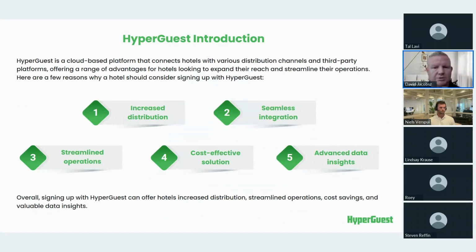So you just map your rates, you connect to HyperGuest, and HyperGuest takes care of the rest. We've got already a seamless integration with RoomRaccoon, for instance. Then streamline your operations. You want to simplify things. That is what HyperGuest can assist with. We can give you that distribution and simplify your distribution for you for all those B2B connections. And that is another reason why you would like to sign up to HyperGuest.